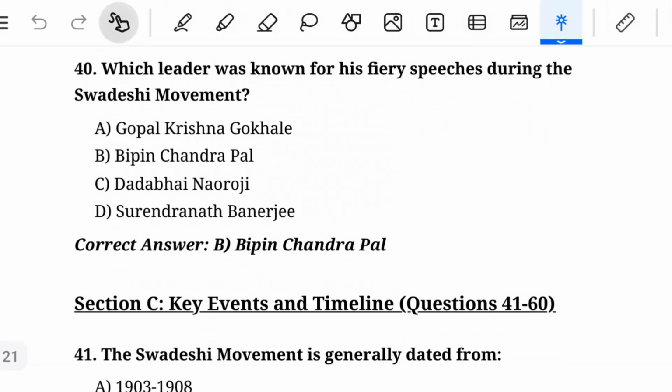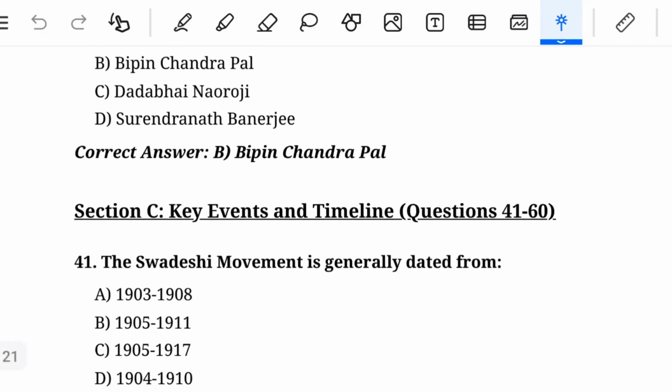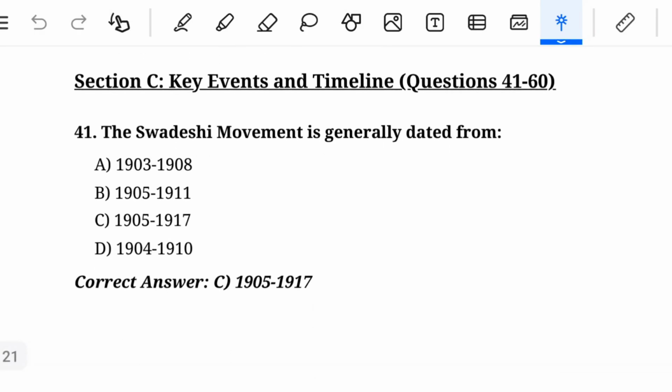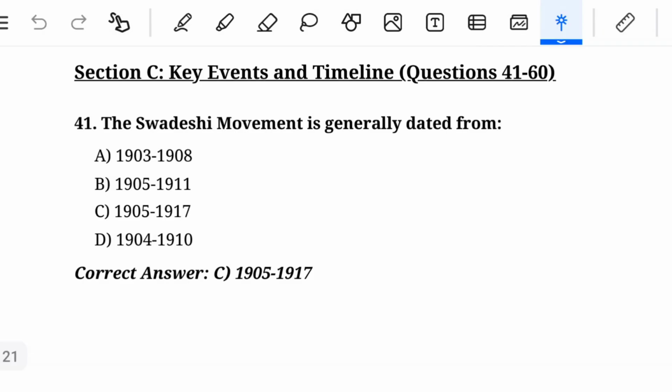40. Which leader was known for his fiery speeches during the Swadeshi movement? A. Gopal Krishna Gokhale. B. Bipin Chandra Pal. C. Dadabhai Naoroji. D. Surendranath Banerjee. Correct answer B. Bipin Chandra Pal.